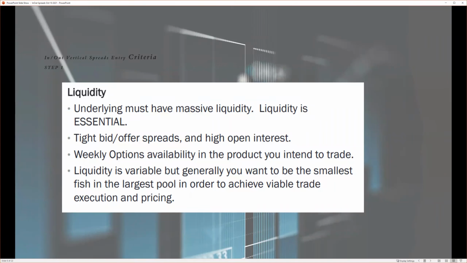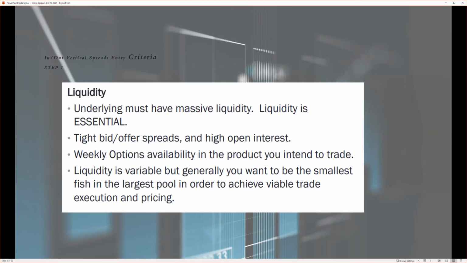In these times, sometimes the word weeklies sounds riskier, right? When I say weeklies, it's not because you're going to take the weekly or the zero-day expiration. What I'm saying is that the underlying has to have weekly options, and that means it's a very liquid product. Liquidity is variable, but generally you want to be the smallest fish in the largest pool in order to achieve viable trade execution and pricing.